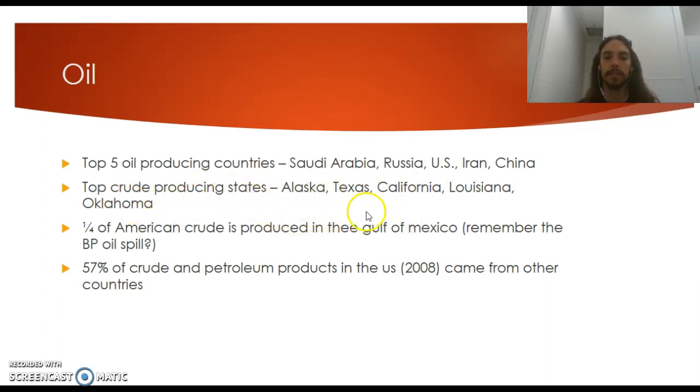And these producing states, this is just, we're sucking it out of the ground. We haven't refined it yet. The thing about Louisiana and Oklahoma and a lot of the Gulf states is that 1/4 of American crude is produced in the Gulf of Mexico.